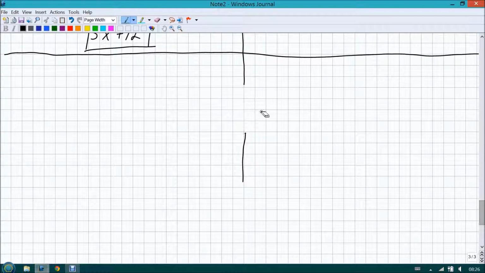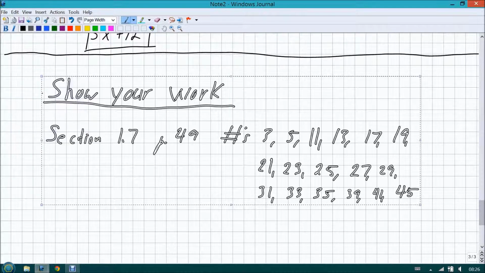In the meantime, it's time for your homework. Please note that I do want you to show your work. If you do not show your work, you're doing it wrong. All right, so here we go. Show your work. Section 1.7 on page 49, numbers 3, 5, 11, 13, 17, 19, 21, 23, 25, 27, 29, 31, 33, 35, 39, 41, and 45.